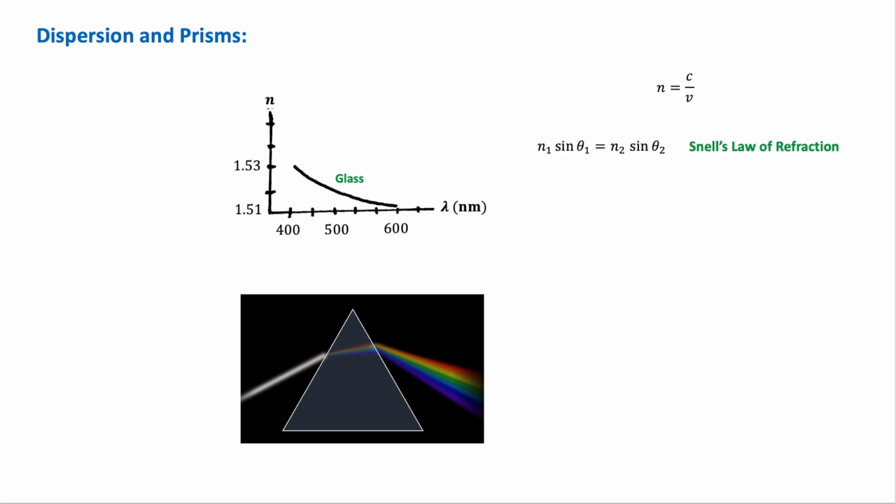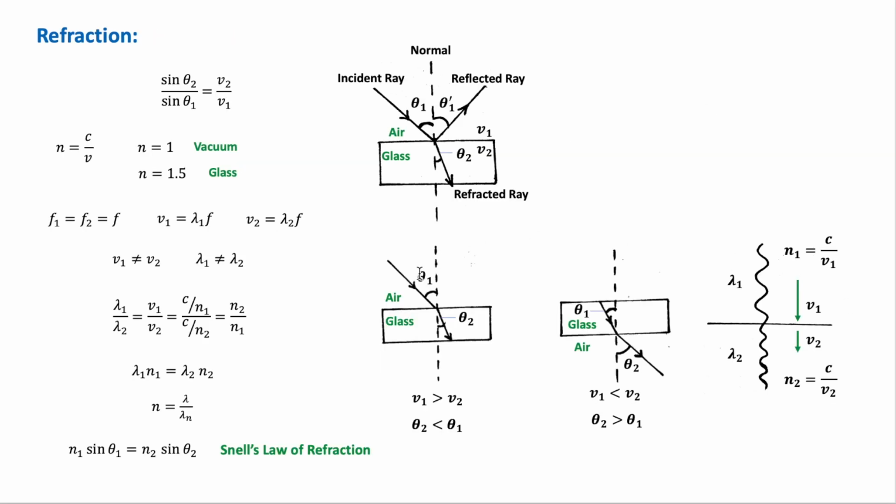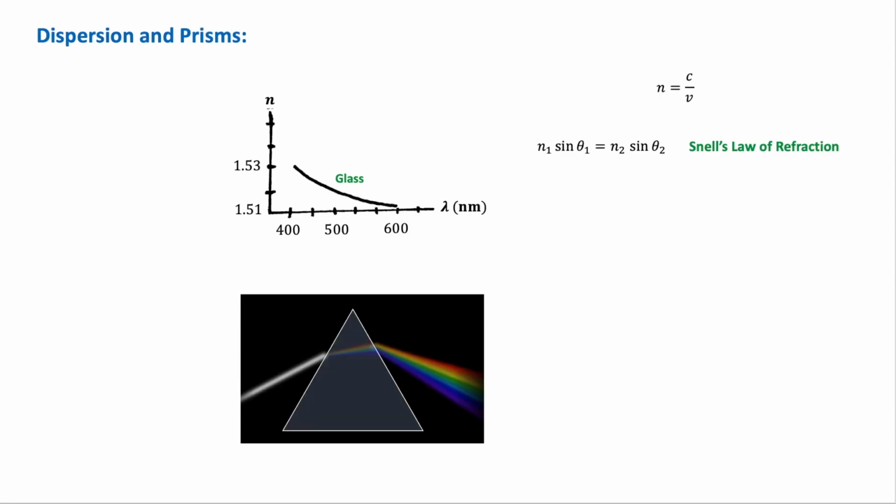So we will now discuss dispersion and prisms. In the preceding section, we defined the index of refraction of a material, n equal to c over v, where c is the speed of light in vacuum and v is the speed of light in the material. And we said that for glass, it's approximately equal to 1.5. But experiments show that the index of refraction depends on the wavelength of the light, and that this results from the dependence of the wave speed v on the wavelength. And this is known as dispersion.